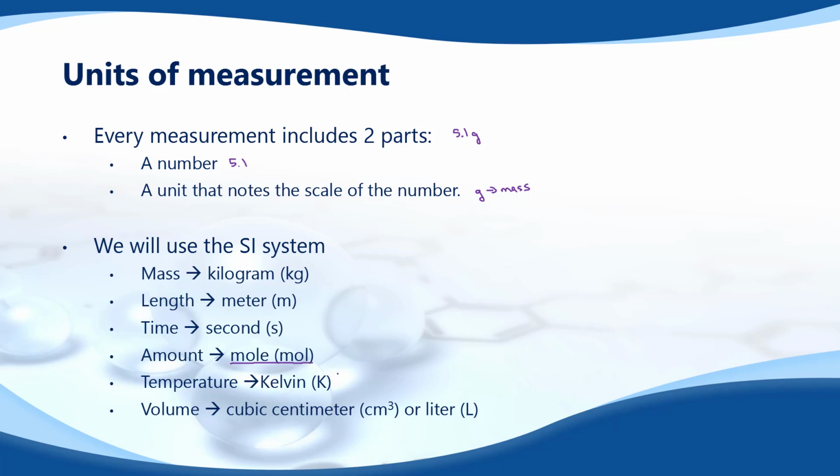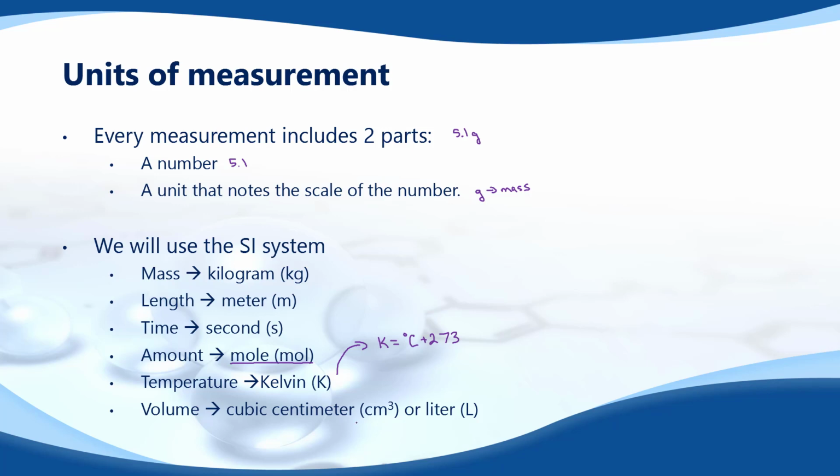Temperature. Temperature in the metric system or the SI system is not measured in degrees Celsius. It's measured in Kelvin. The reason why this is important is because on the Kelvin temperature scale, all the numbers are positive, whereas on the Celsius scale, you can go negative. The conversion between Kelvin and Celsius is very straightforward. The Kelvin temperature equals the Celsius temperature plus 273. Know that conversion.